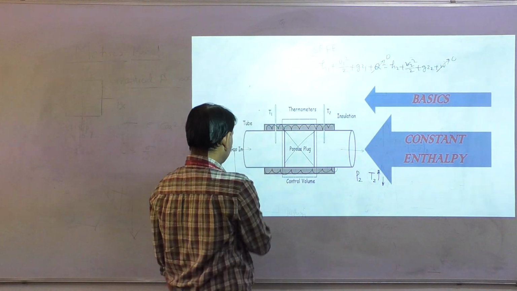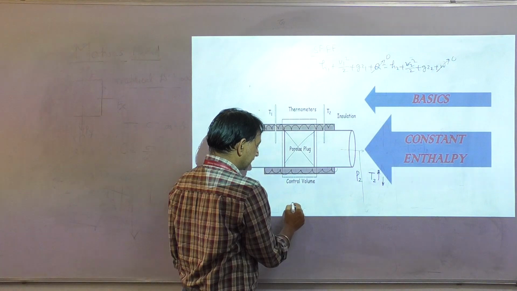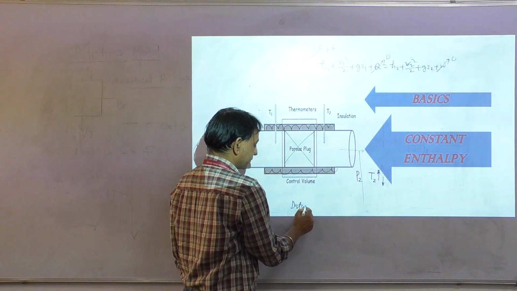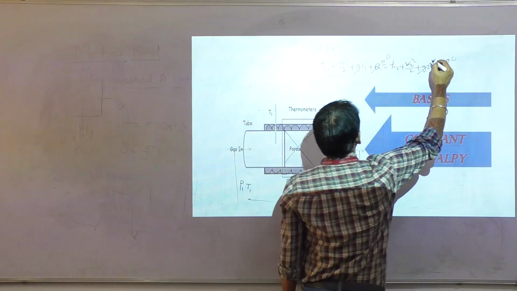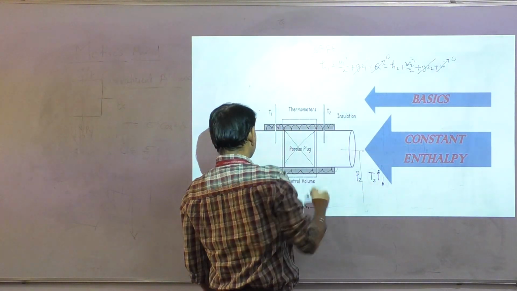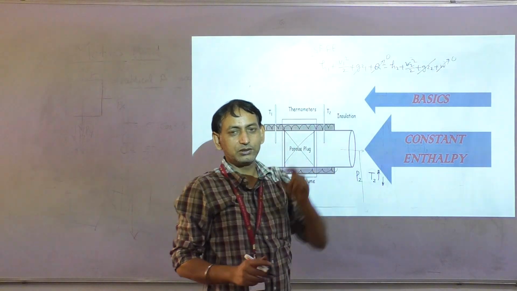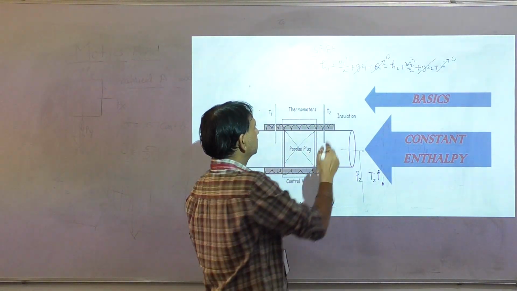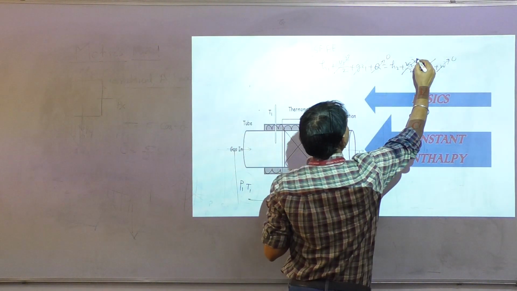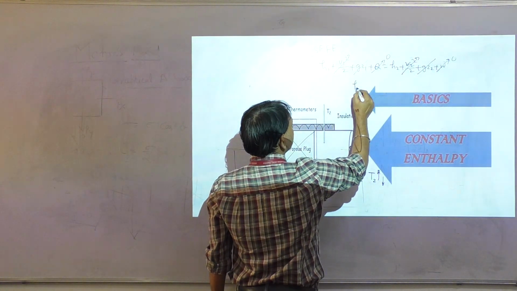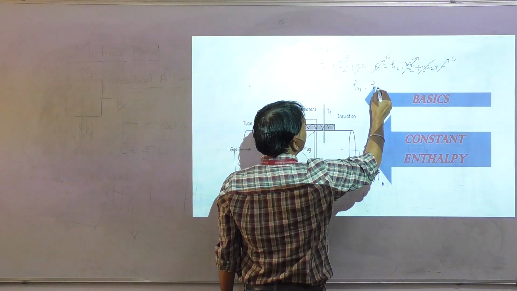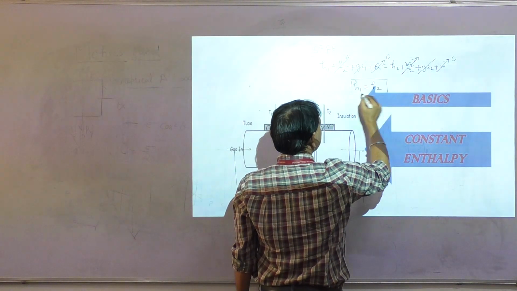We assume that the inlet and outlet are at the same datum, so the Z1 and Z2 quantities are also negligible. We also assume the inlet velocity and outlet velocity have no change, so this particular quantity has the same value and is neglected. So we will have H1 equal to H2.